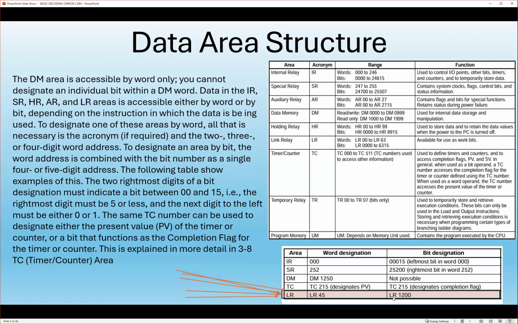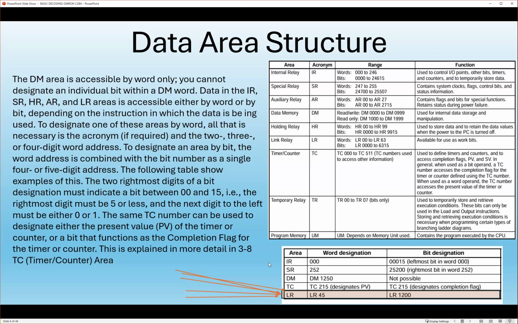This was the example that was given to me. So link relay word 45, bit designation 1200. Now I'm not kidding, I spent 8 hours trying to figure out what this meant and how it was going to translate. It just doesn't make any sense. And there's a reason for it.